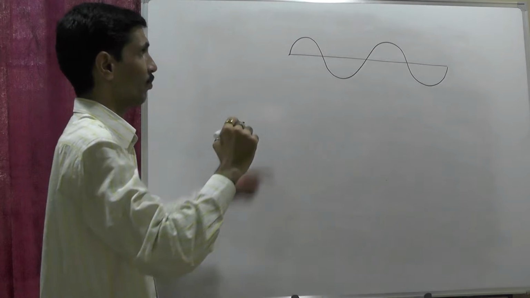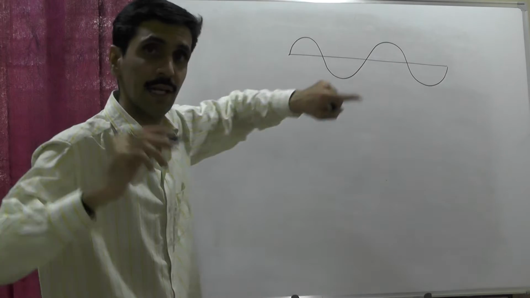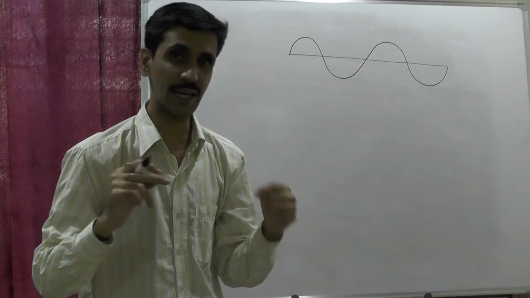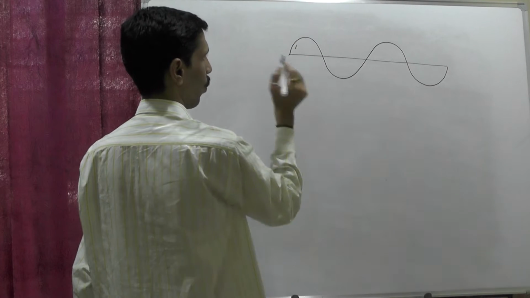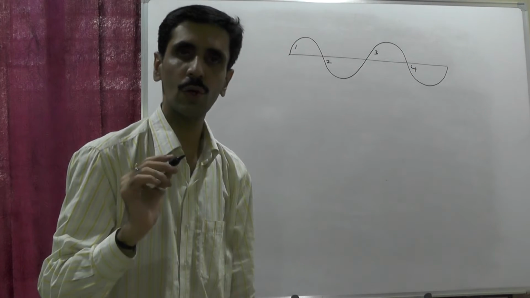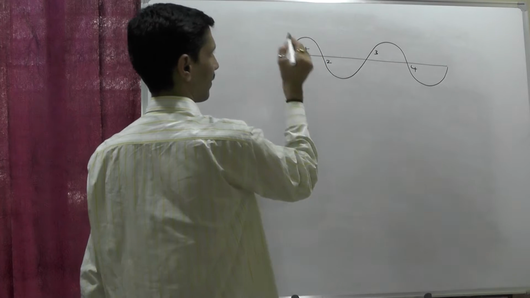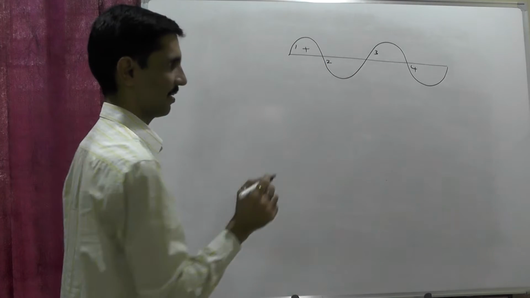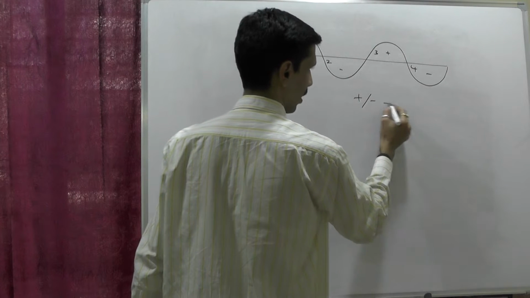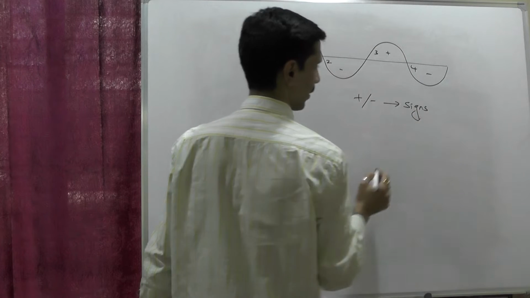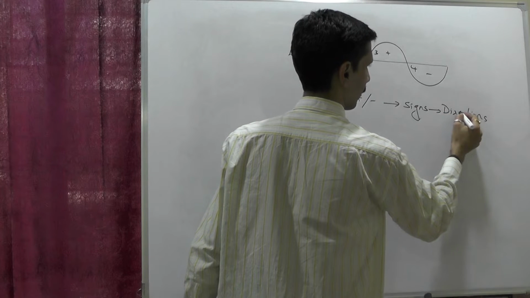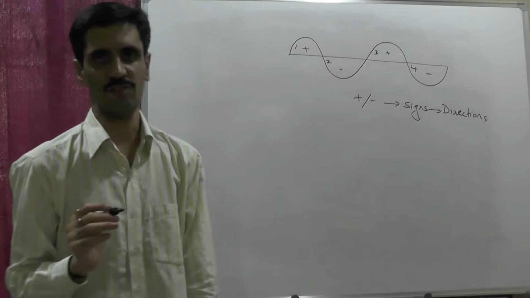Now with respect to this hypothetical line, I am in a position to define the upward wave and the downward wave. I give numbers also so that you understand this very well: 1, 2, 3, 4. I denote an upward wave as plus sign and the downward as minus. So plus, minus, plus, minus. Now what are these plus and minuses? I am using the word signs, and signs represent directions. Please be very clear.